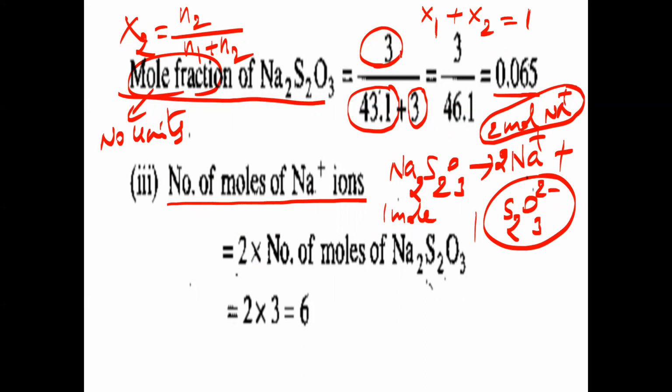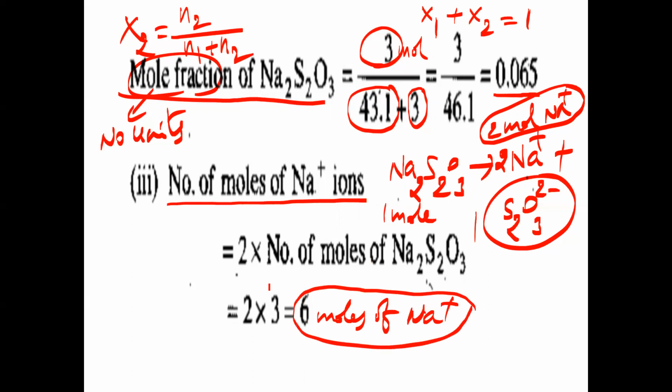But actually, how many moles of Na2S2O3 are there? 3 moles. So 1 mole gives 2 moles of Na plus, then 3 moles will give 3 into 2, 6 moles of Na plus. How many moles of Na plus are there here? 6 moles of Na plus. Why? Because 1 mole of Na2S2O3 gives 2 moles of Na plus, so 3 moles can produce 3 into 2, 6 moles of Na plus totally.